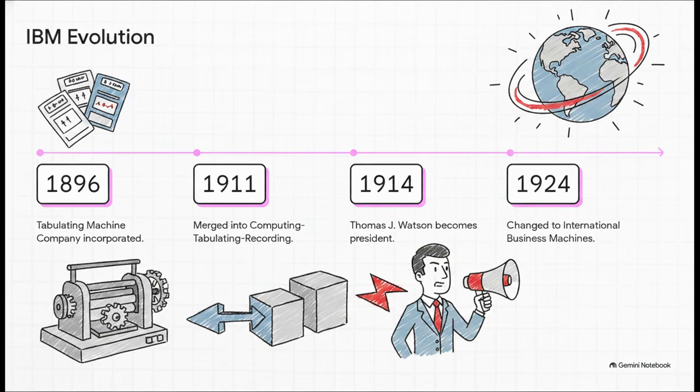But the real game changer, that happened in 1914 when Thomas J. Watson arrived. Watson was a legendary salesman. He brought a fierce, aggressive sales culture to the company, heavily funded research, and in 1924 completely rebranded the operation to match its global ambitions: International Business Machines, IBM.